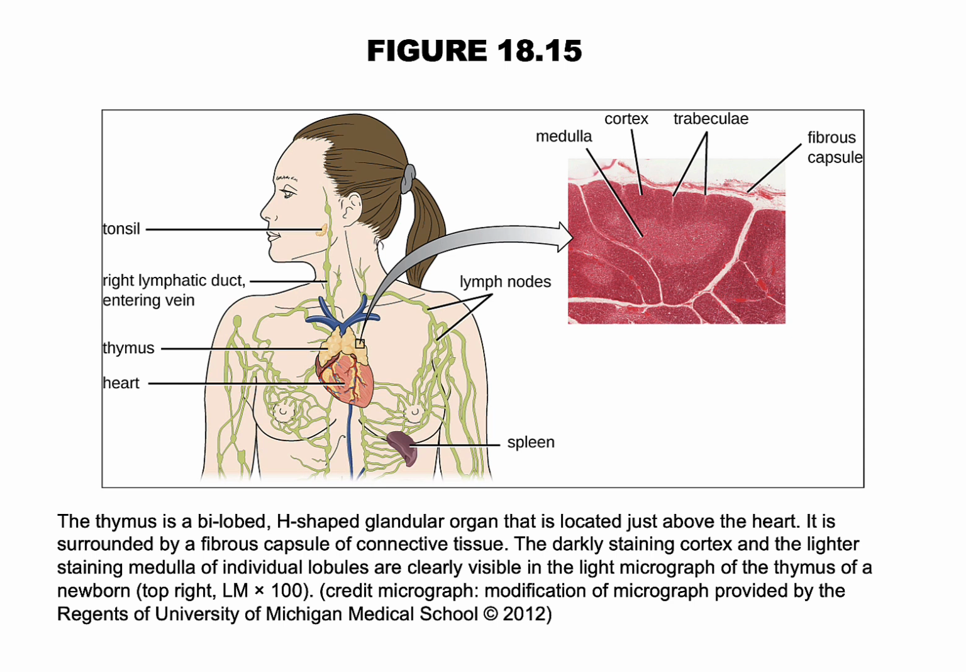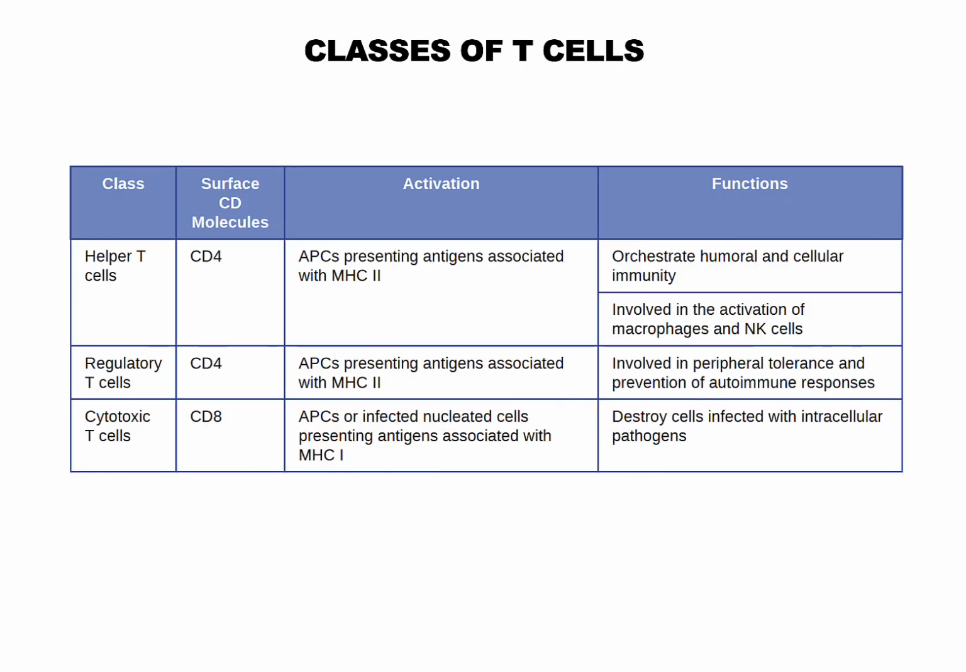The remaining 2% that successfully exit the thymus migrate through the bloodstream and lymphatic system to secondary lymphoid organs, such as lymph nodes and the spleen. These surviving T cells are known as mature naive T cells, remaining dormant until activated by specific antigens presented by the APCs, thereby playing a pivotal role in adaptive immunity.